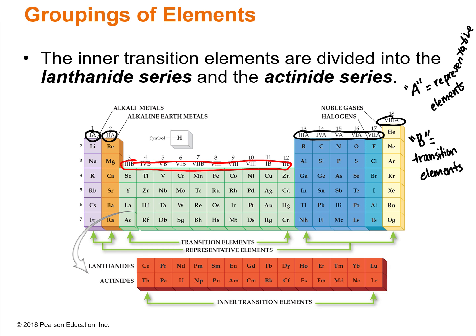And if you think about where they are in terms of the different blocks we talked about with electron configurations, the A elements are the S and P block elements. The transition elements, those are the D block. Then we have the inner transition metals. That's the F block.